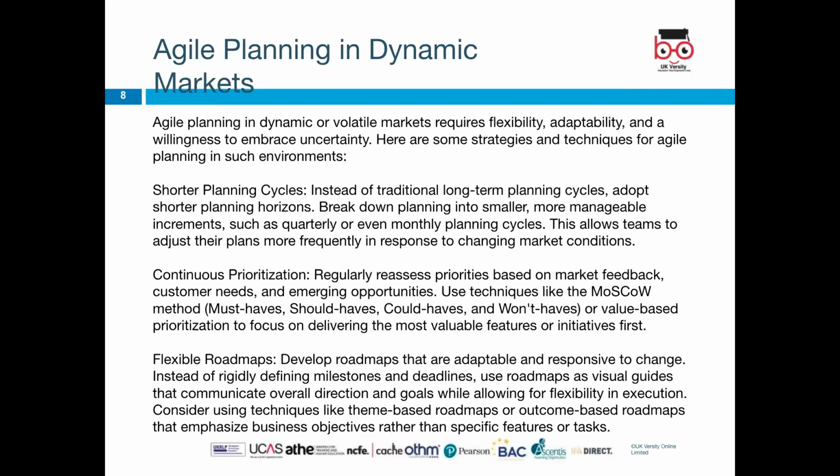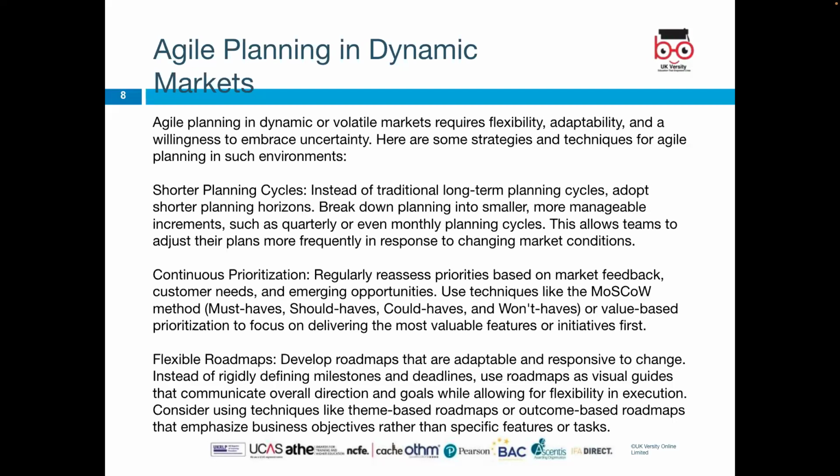The next topic is Agile planning in dynamic markets. So what is Agile planning in dynamic markets? Agile planning in dynamic or volatile markets requires flexibility, adaptability, and a willingness to embrace uncertainty. Here are some strategies and techniques for Agile planning in such environments. The first one is short planning cycles. Instead of traditional long-term planning cycles, adopt shorter planning horizons. Break down planning into smaller, more manageable increments, such as quarterly or even monthly planning cycles. This allows teams to adjust their plans more frequently in response to changing market conditions.